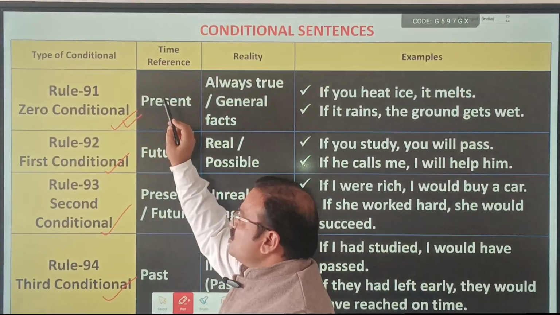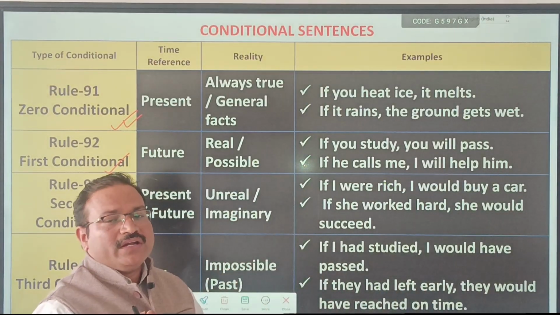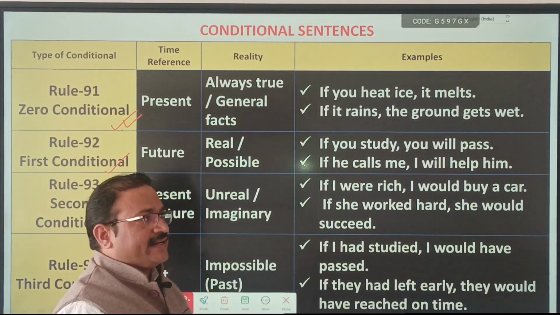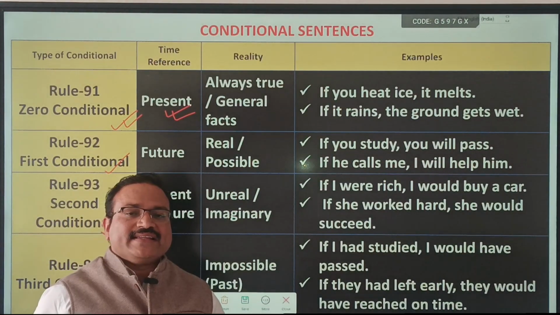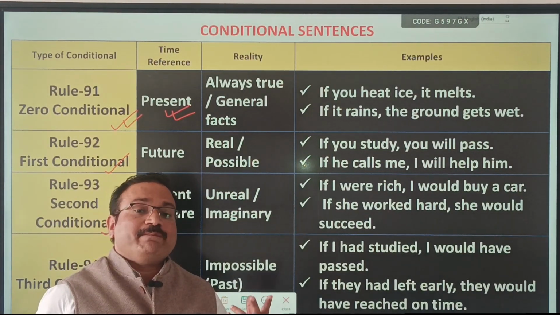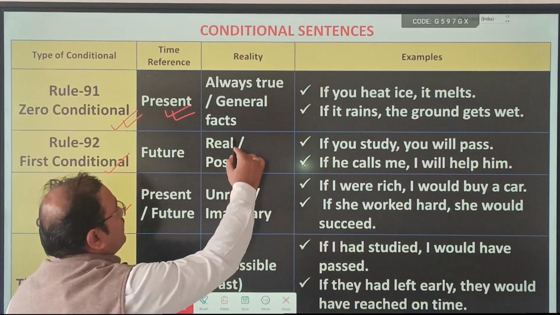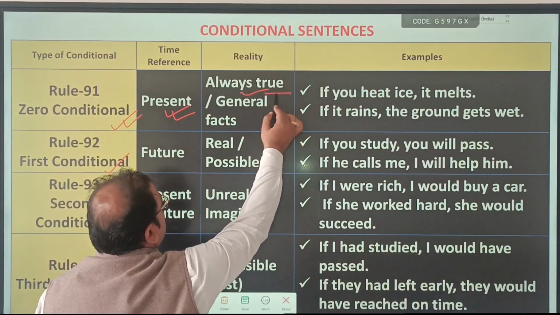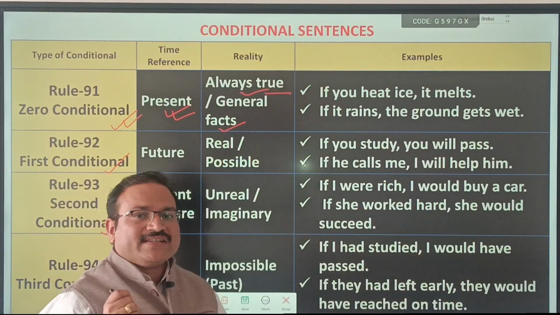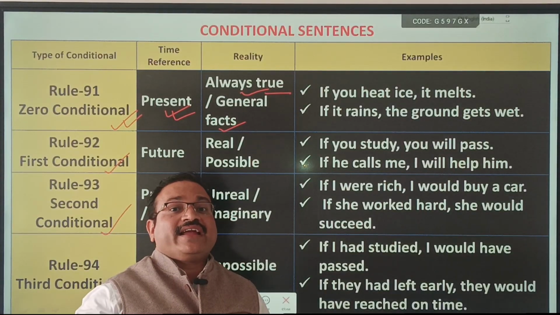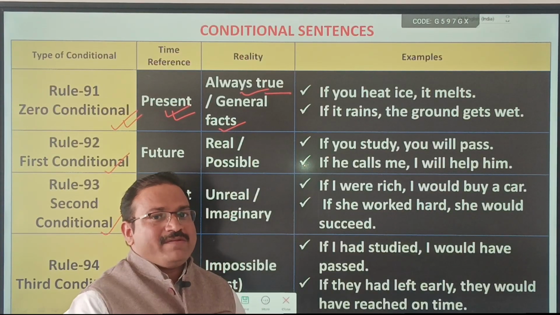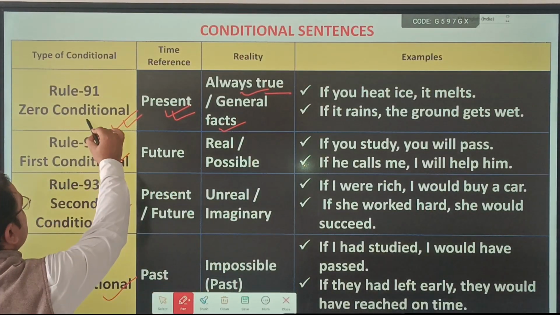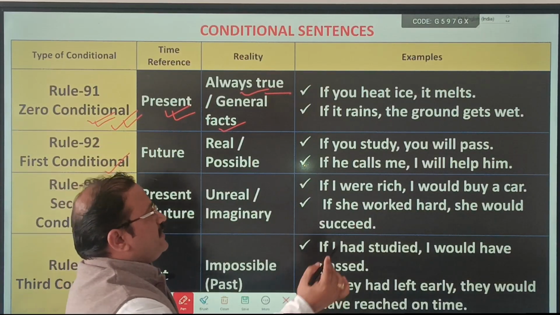First is zero conditional sentence. What type of sentence would come under this zero conditional sentence? It talks about present time. Zero conditional sentence will refer to present condition, present time. And it will express what? Truth and facts. Universal truths and facts that cannot change, that is bound to happen and take place. So universal truth and facts will be expressed by what? Zero conditional sentence. See the example.